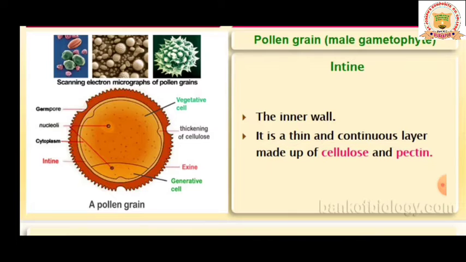Coming to the next part of your pollen grain, that is intine. Exine, very important, please do remember sporopollenin. Now the next part of our pollen grain, the male gametophyte, is intine, the internal wall. The inner wall is said to be the intine. It is a thin and continuous layer made up of cellulose and pectin. So what was your exine made up of? It was made up of sporopollenin. And our intine is made up of cellulose and pectin.